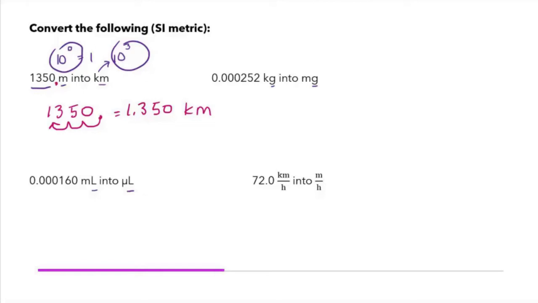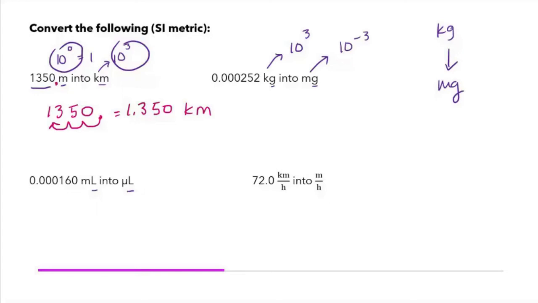Let's try another one. Here we're looking at the base unit of grams, and we're moving from kilograms. Kilo is 10 to the power of positive 3. I'm looking at my chart for this. To milligrams, and milli is 10 to the power of negative 3. So this time we're moving from kilograms all the way down to milligrams. So we're moving down the table.